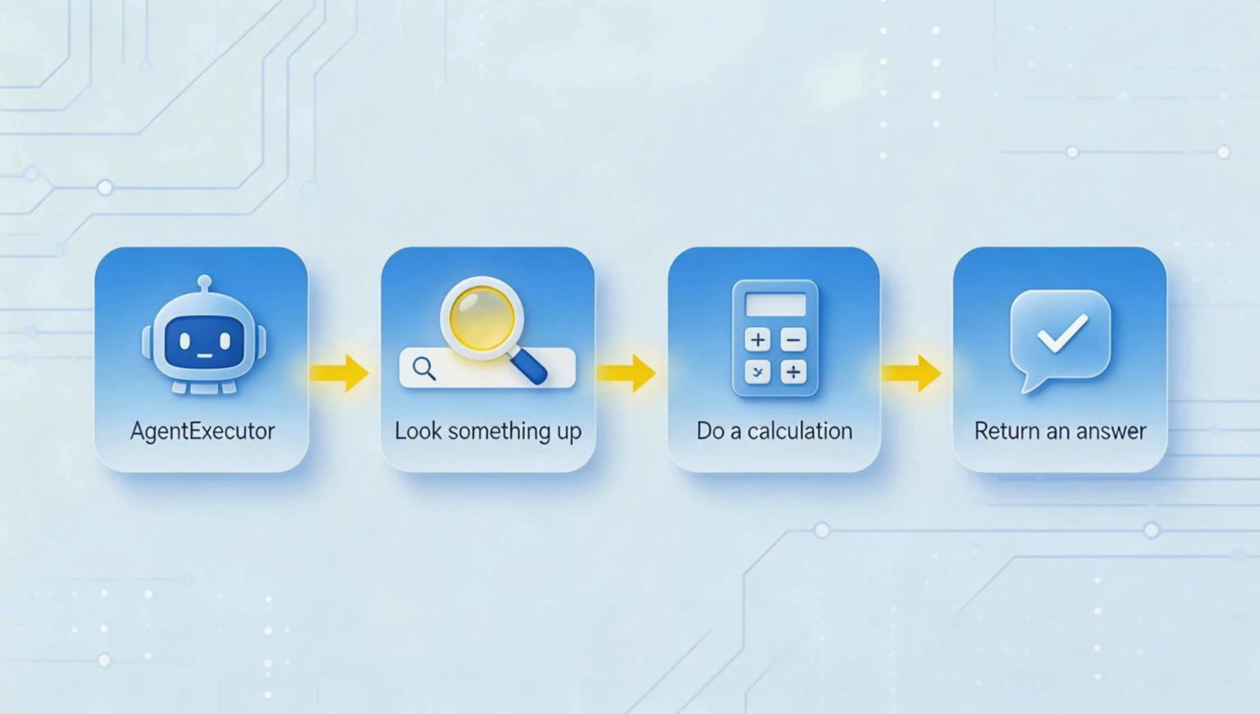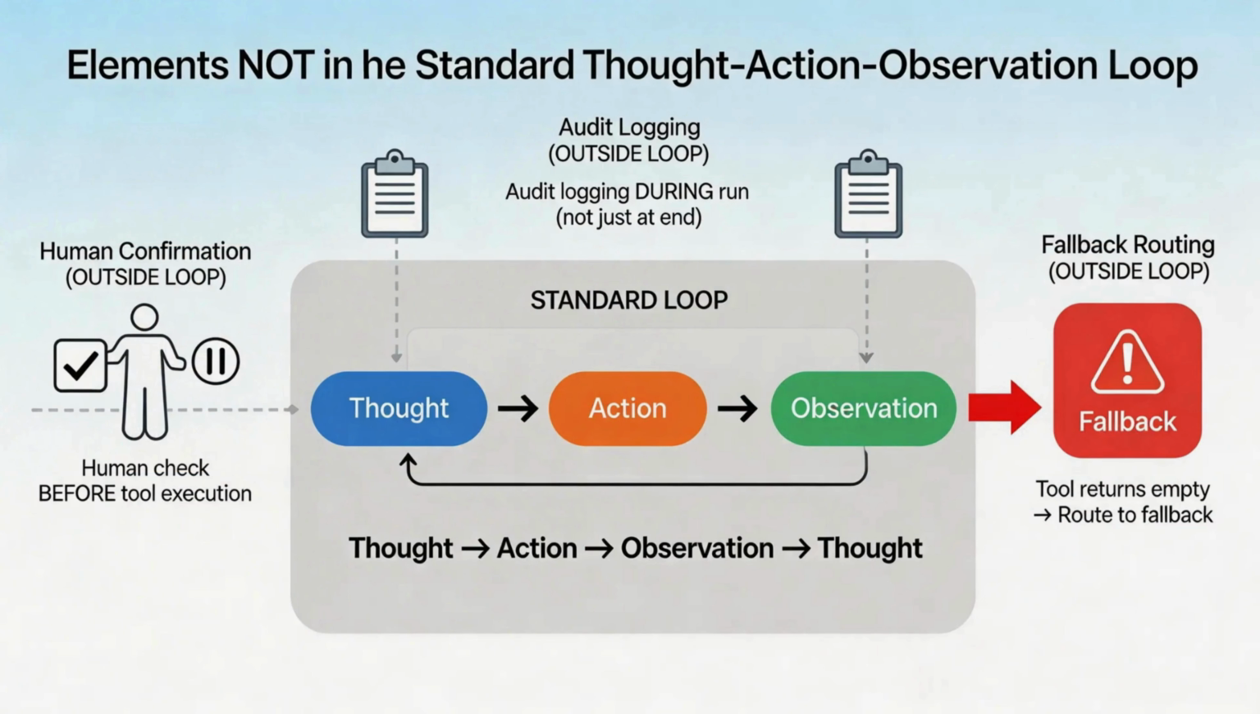AgentExecutor is good. For a linear task, look something up, do a calculation, return an answer, it's exactly the right tool. We saw that in the last video. But at some point you hit a requirement that doesn't fit in the loop model.